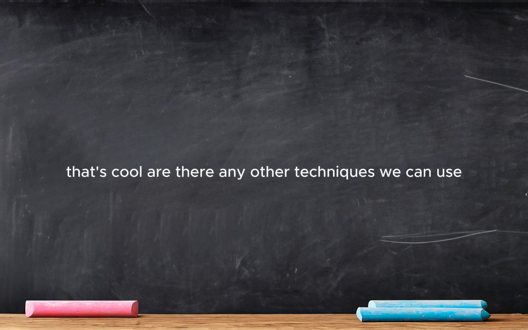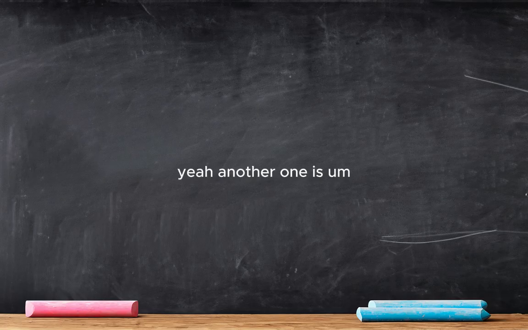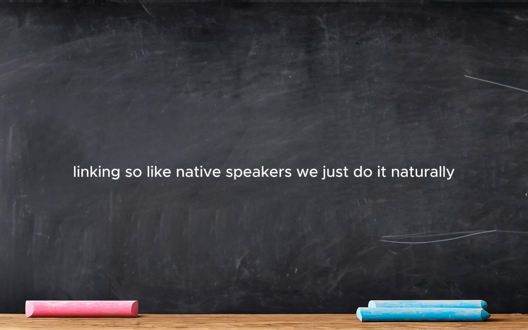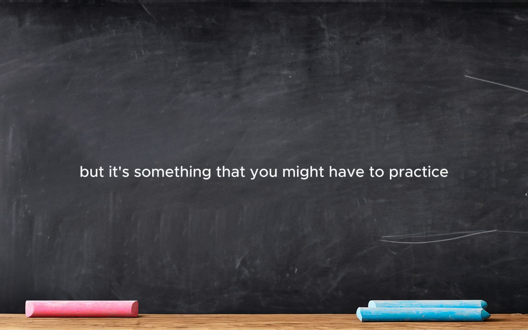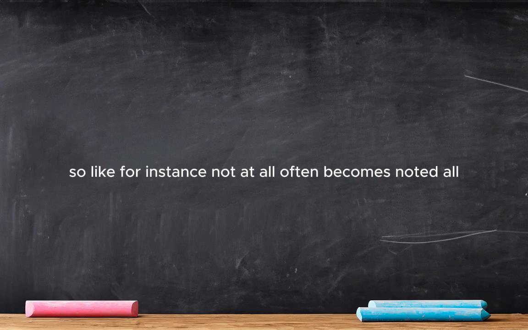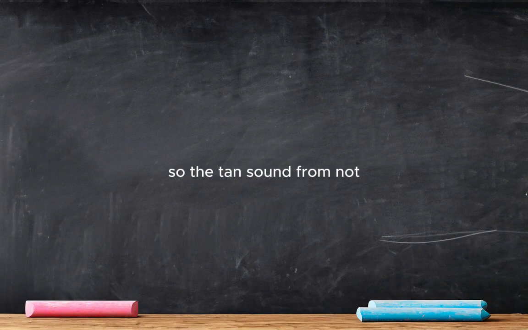That's cool. Are there any other techniques we can use? Yeah, another one is linking. Native speakers just do it naturally, but it's something that you might have to practice consciously if you're learning. So for instance, not at all often becomes not at all. Oh, wow. So the t sound from not blends with the vowel sound of at. Oh, that's so subtle. Wow.